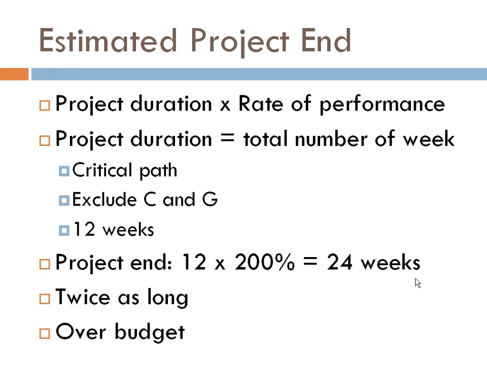For this example, steps C and G are therefore ignored, and the total planned duration equals 12 weeks. Thus, when multiplied by 200%, the estimated project end is in 24 weeks total. This is twice as long as the original estimate. Therefore, we know that the project will be over budget.